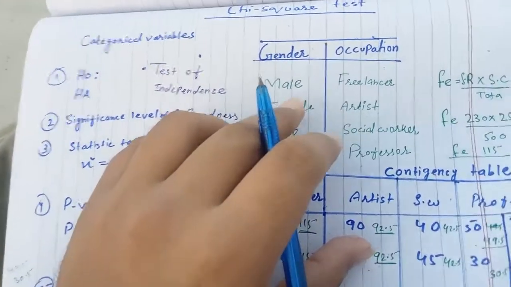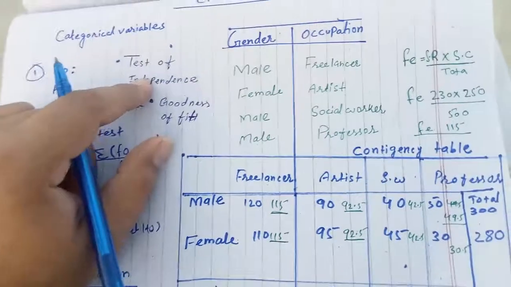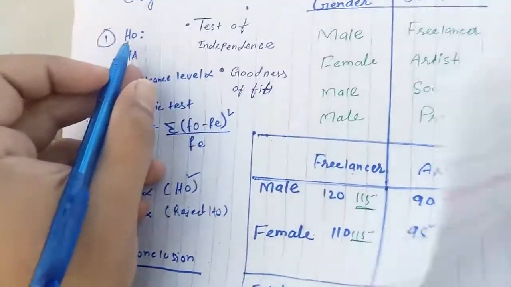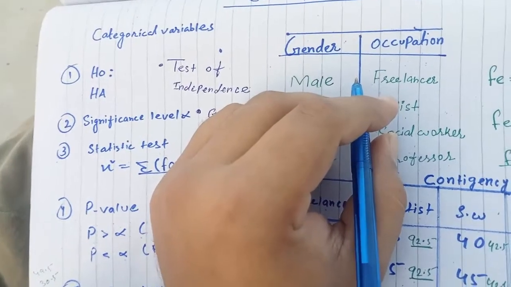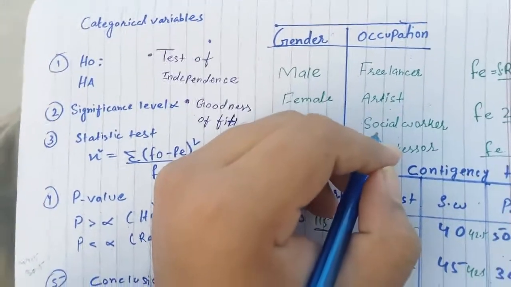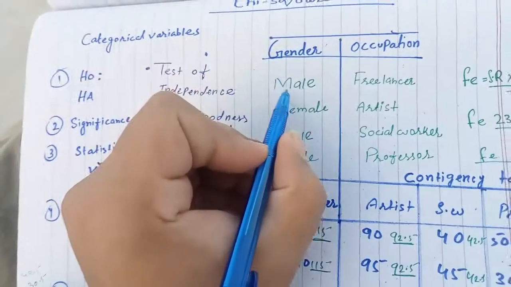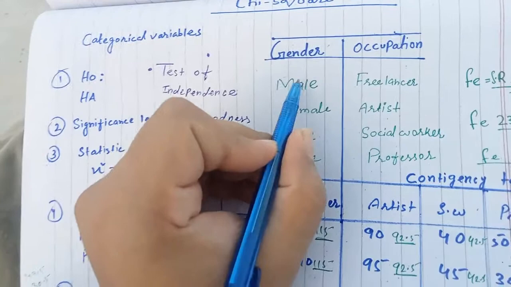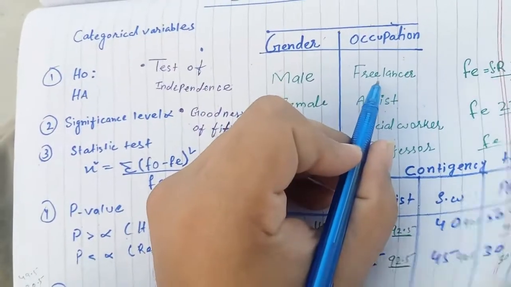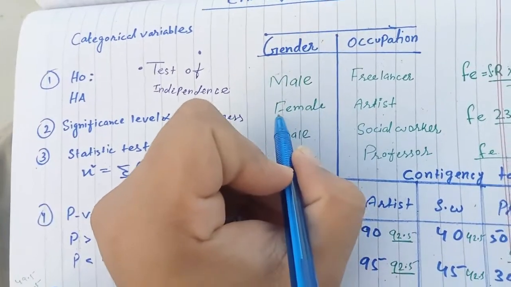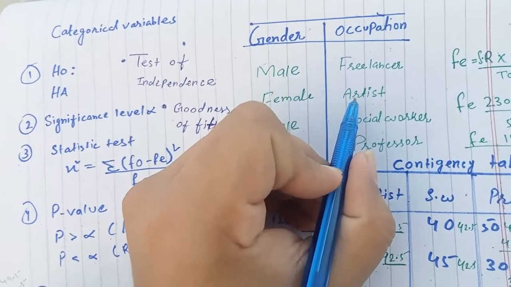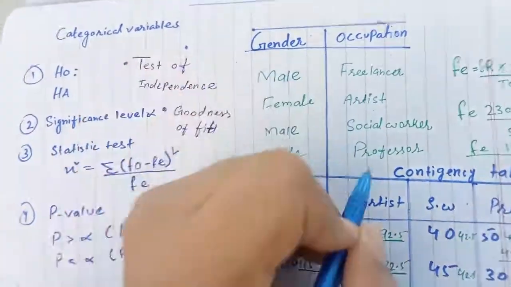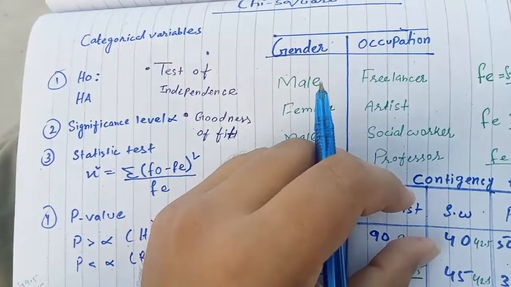Here we will discuss this example, the test of independence, right? Let's suppose there is a null hypothesis that there is no relationship between these two variables, gender and occupation. What does it mean by a relationship? It means whether, for a particular category like male, the proportion of males as freelancers is high or not, right? Or whether there is a high proportion of females in an artist occupation compared to males or not. This kind of relationship, if you want to check, we use the chi-square test.